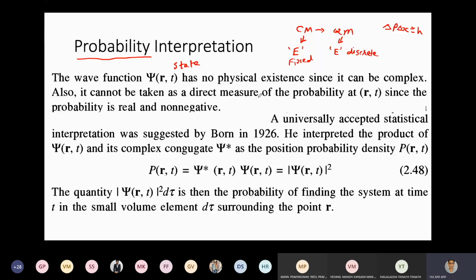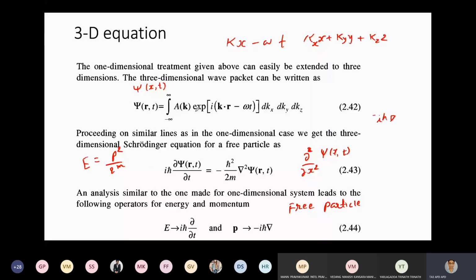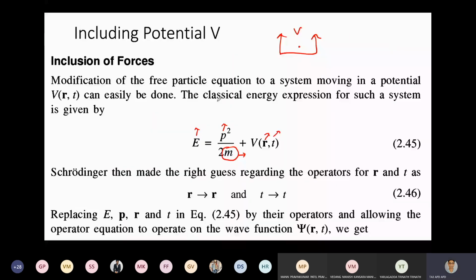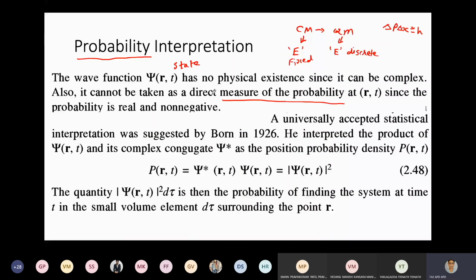So the wave function can be complex, the way we have seen previously. The wave function, the sine we saw earlier, this whole function has a complex term, so it can be complex, but probability is actually a real and non-negative value. So therefore in 1926 Max Born actually described something called probability density.